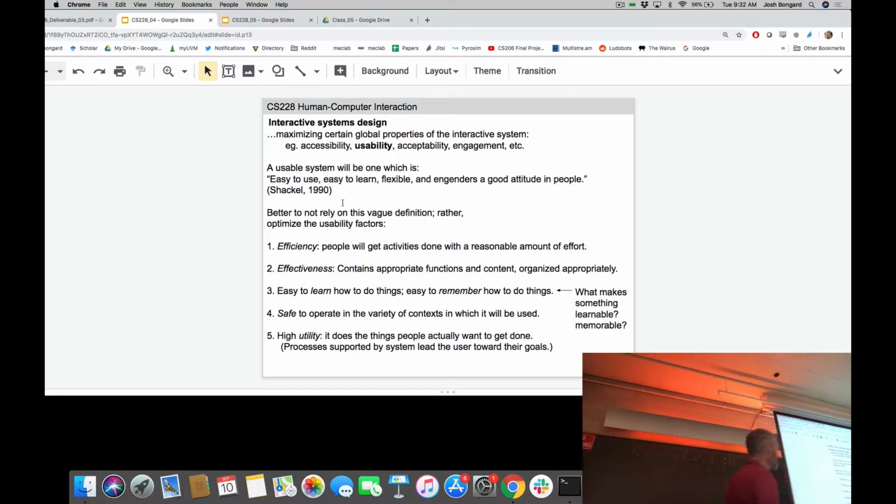We want something to be easy to use, easy to learn, flexible, and people like to use it. When they're finished, they're not frustrated. They feel that they efficiently got the task done. So efficiency is usually a part of usability. If something isn't efficient, it's not very usable. Effective is slightly different from efficiency: do they have the right functions in place to carry out what they want to do?